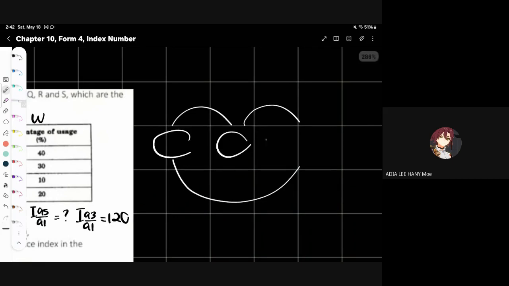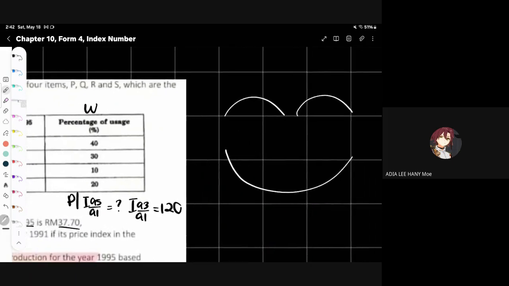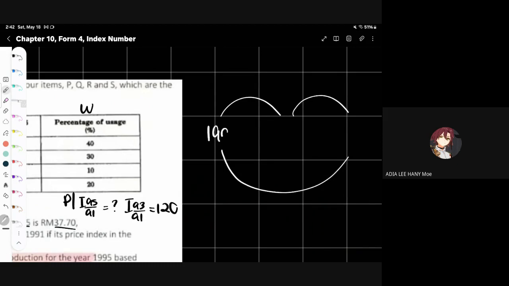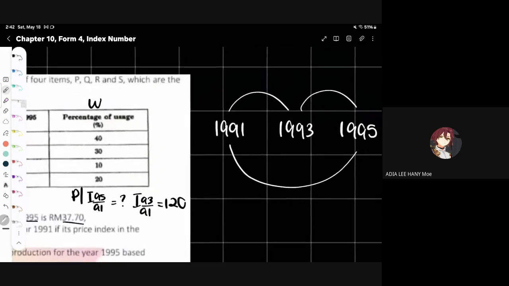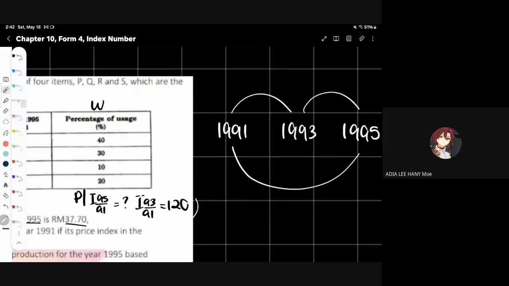So what do we put here? We put the 3 years in order. What is the older one? 1991, sorry. This one, 1993. This one, 1995. And there should be a value on top, so we put the value of I. Which I should we use? They give you this value, I 93 and 91. Where is 93 and 91? It should be only this one, so let's put 93 and 91 as 120.